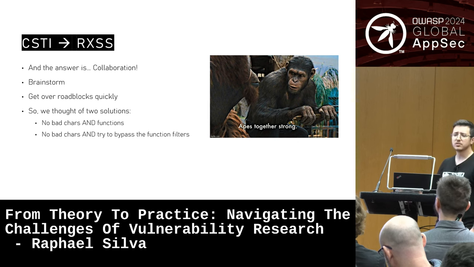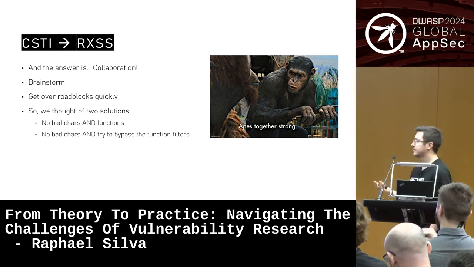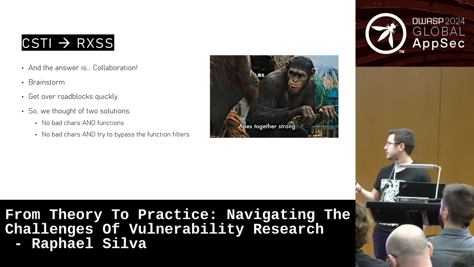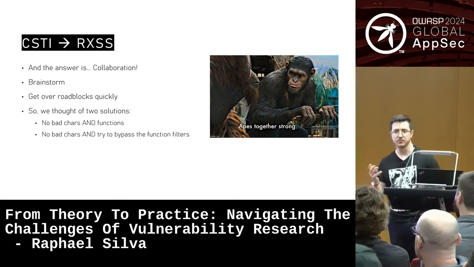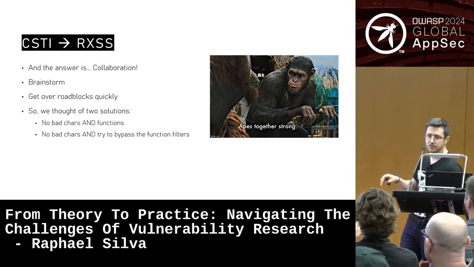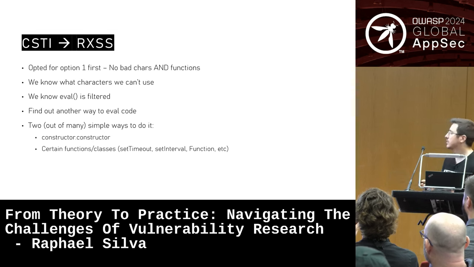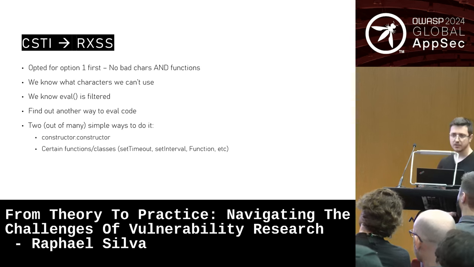So we start brainstorming, and we come up with two solutions, though it's more like two paths we can follow. We can either use no bad characters and none of the functions that are being filtered out, or we can use none of the bad characters and try to bypass the function filters. In this case we opted for the first one, no bad characters and no filtered functions, because we thought it was a little bit easier and quicker. So we know which characters we can't use, and we know that eval is being filtered.